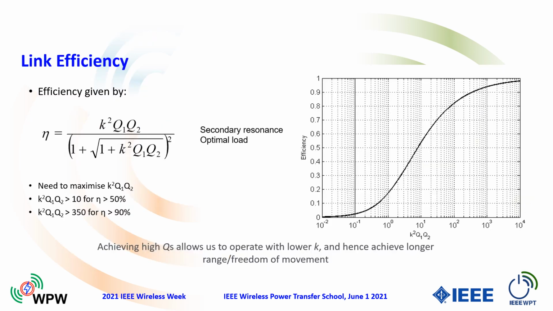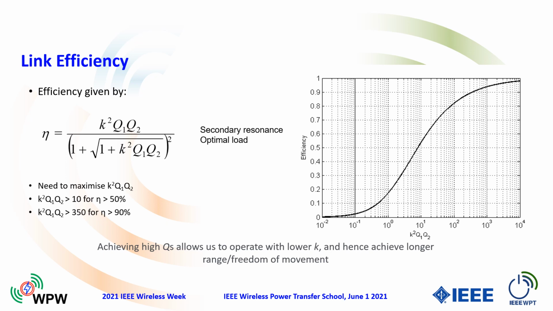Okay, so ultimately then, why are we interested in operating at high frequency? Well, I've already said to you, it's typically because we can get large distances between the coils at high frequency, and we can also achieve lightweight systems. Let's just see why that is. So the link efficiency of an IPT system, again, you've seen this in the previous talk, is k squared Q1 Q2 divided by 1 plus the square root of 1 plus k squared Q1 Q2, all squared.